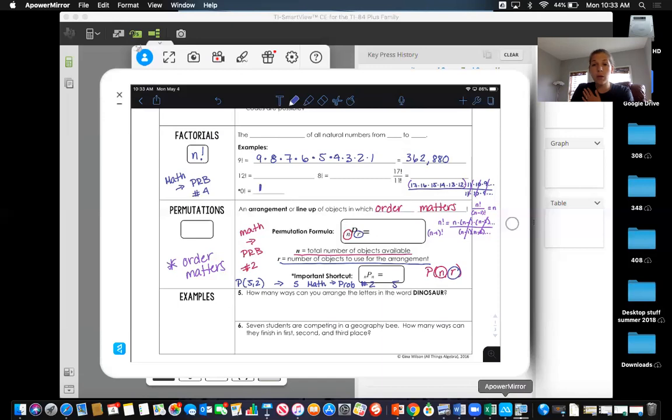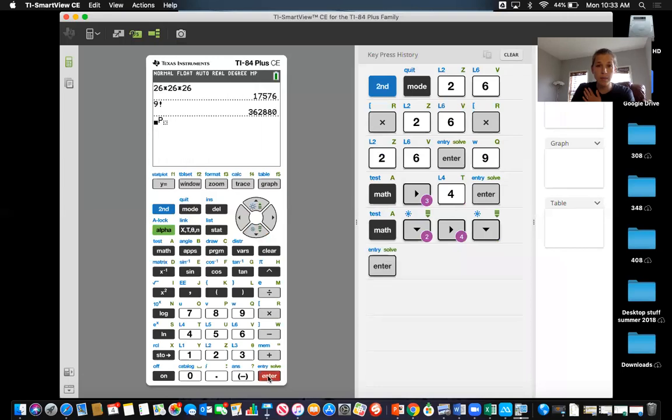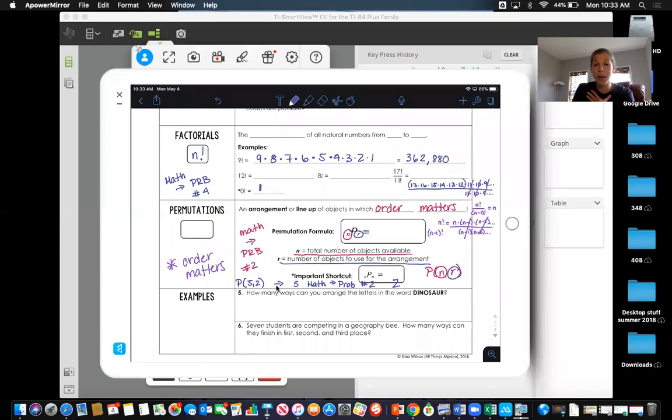If you have one of the newer calculators, it's a fill in the blank. So we would go to nPr, and you'll see that it's a big fill in the blank. We would have 5 objects to choose from. We're choosing 2 of them, and it will tell me that there are 20 different ways that can happen. Depending on which calculator mode you have, you might have to enter that number, then do your math, then do your r number. If you're having a hard time, just let me know. I just made up that example so you guys could see.